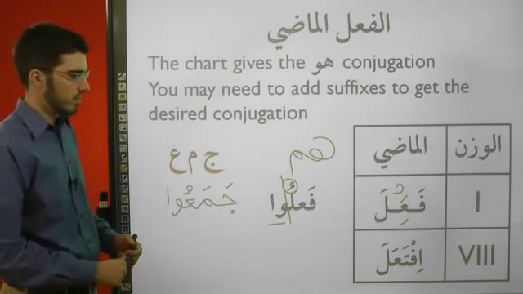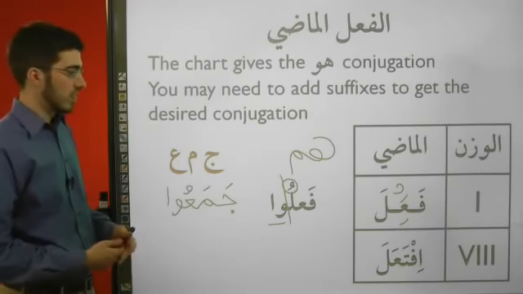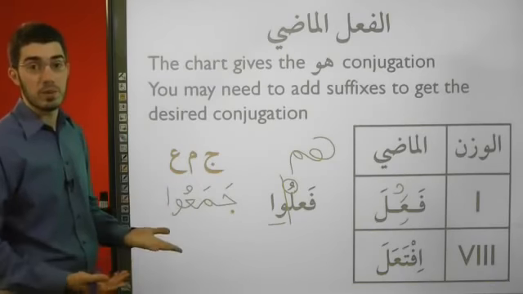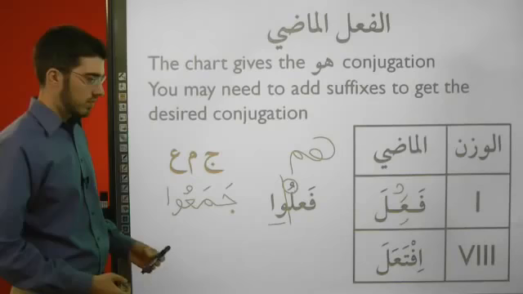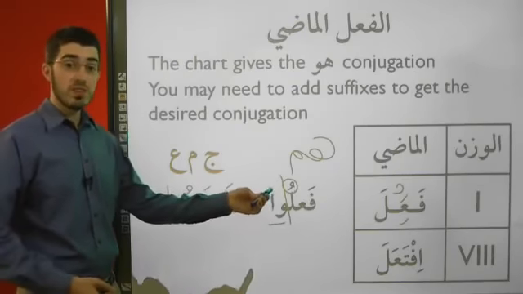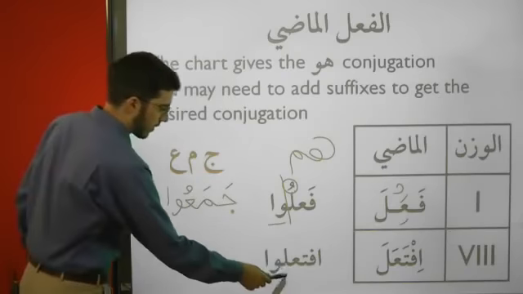What about form 8? What if I want to say ifta'ala, meaning something like to be gathered? I want to make it for hum, i.e. they were gathered. How do I do that? Well, same process. I think about what I added. So I added a u there. I add the same suffix to the form 8. So I say, for example, ifta'alu. Exact same thing, right at the end.